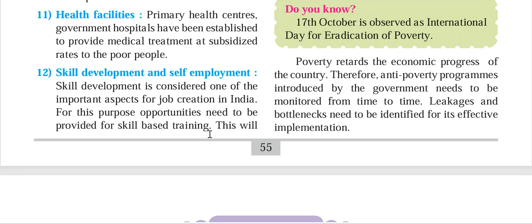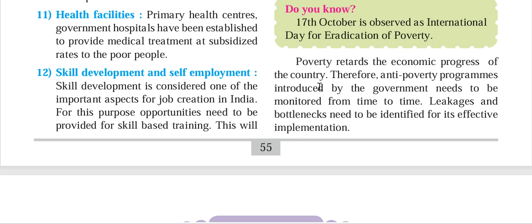And poverty retards the economic progress of the country. Therefore, anti-poverty programs introduced by the government need to be monitored from time to time. Leakages and bottlenecks need to be identified for effective implementation. Some of the poverty alleviation programs run by the government are MGNREGA, PMAY, Jan Dhan Yojana, Swachh Bharat Mission, Sarva Shiksha Abhiyan, National Health Mission, Antyodaya Anna Yojana, etc.